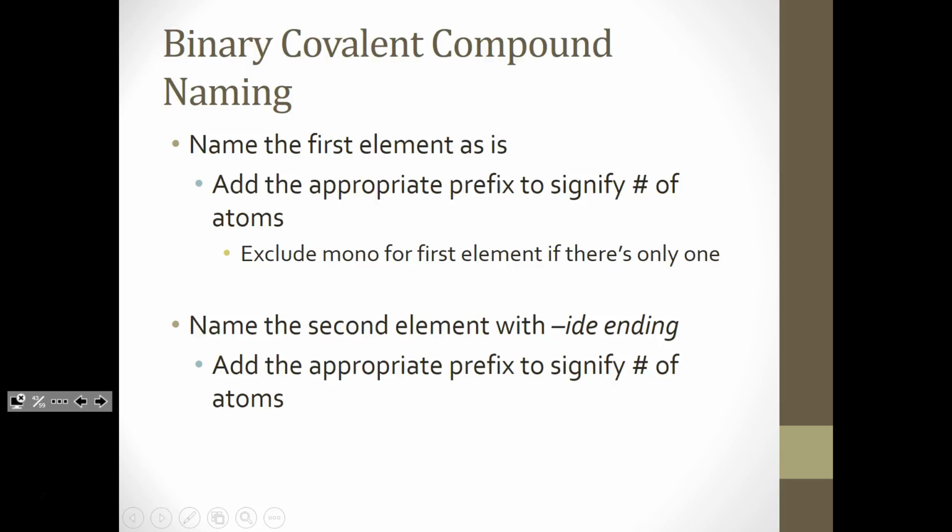But you need to add the appropriate prefix to the beginning of that name in order to signify the number of atoms for that first element. The only prefix you will not use for the first element is mono. So you'll exclude mono for the first element even if there's only one. If you look at the first element in a covalent compound and it doesn't have a prefix, it's assumed to be 1. Now the second element, you are going to change the ending to IDE just like we did with ionic. However, we need to add a prefix just like before, and this time you will add a prefix no matter what number it is, even if it's only 1, you do need to include mono. So the only time you do not include a prefix is if you only have one of the first element.